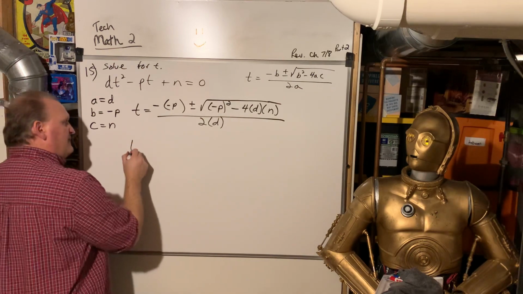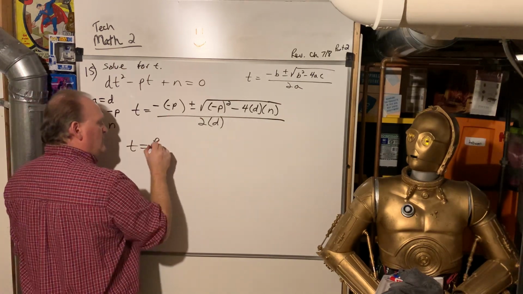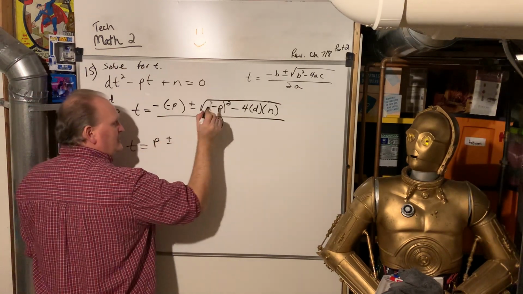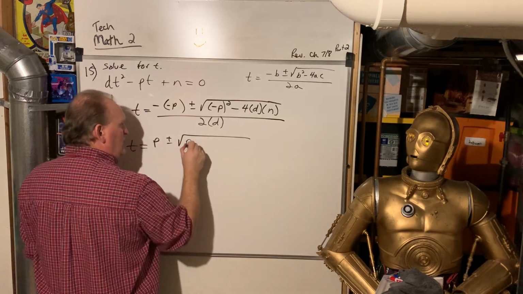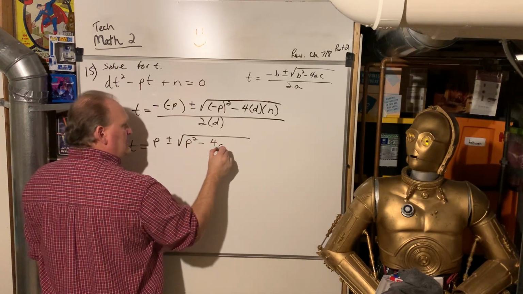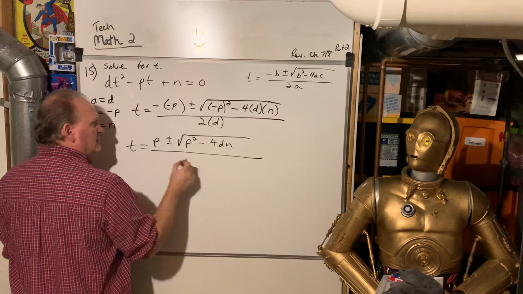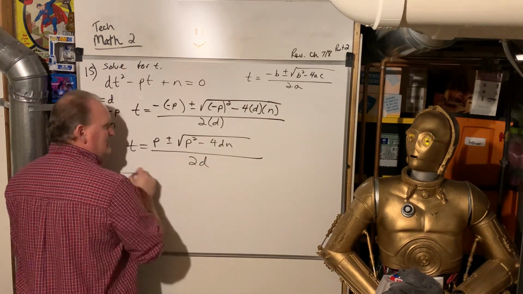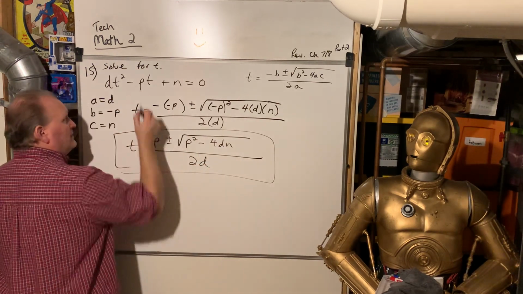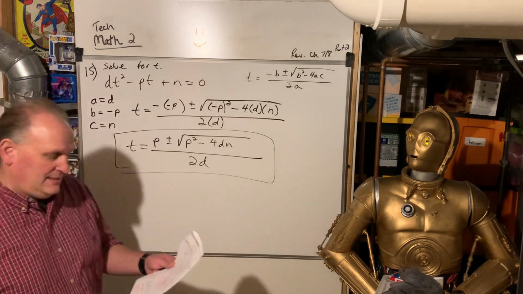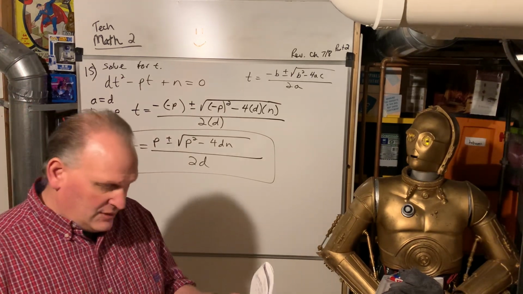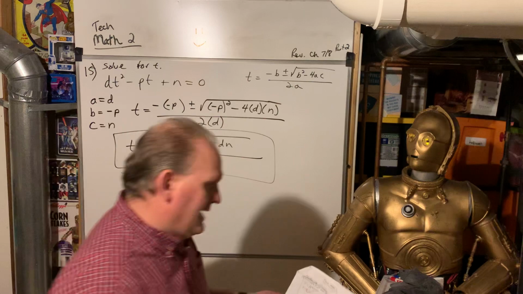So we simplify everything we can. Two negatives in a row make a positive. A negative p times a negative p is positive p squared minus 4dn, all over 2d. And that's it. We don't know what the variables are, so that's it. And don't worry about that one. It did not make the test.